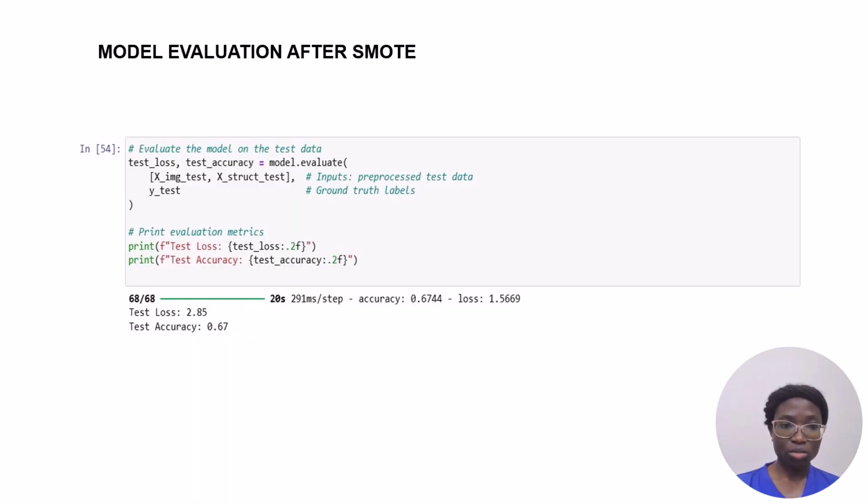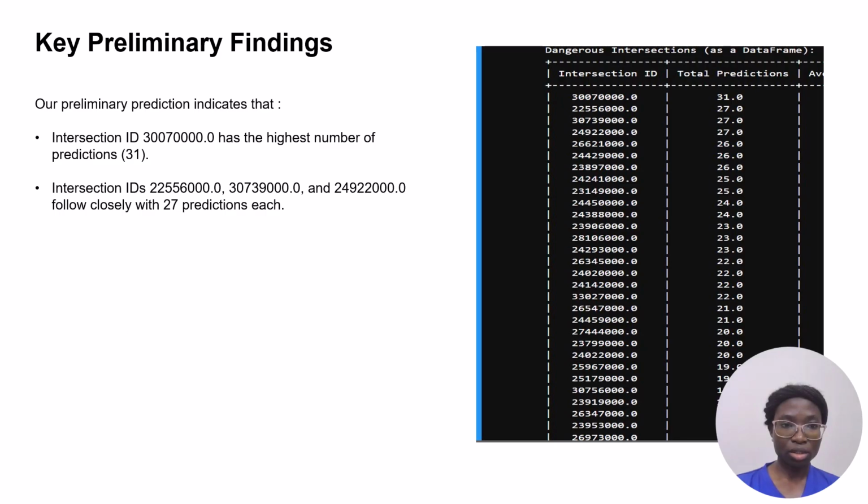Yeah, so after using SMOTE to augment our data to reduce overfitting, as you can see from here, our test accuracy actually reduced from 1.0 to 0.67. And then after that, we carried out predictions using our model. So from the predictions we got, you can see that intersection ID 300,700 has the highest prediction of accident incidents, recording a total of 31 accidents predicted to happen at this intersection.